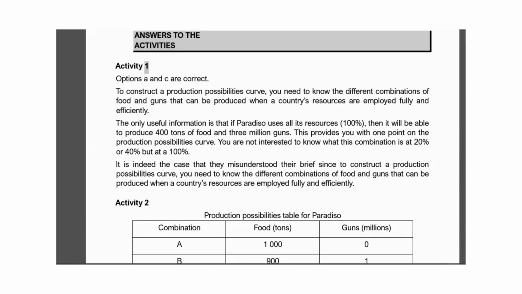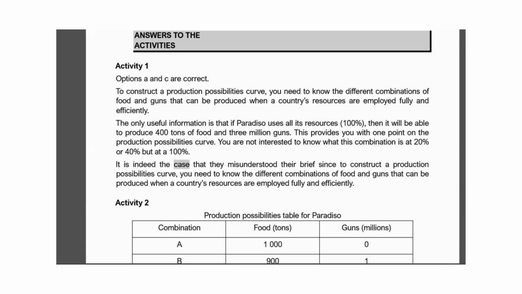Activity 1. Options A and C are correct. To construct a production possibilities curve, you need to know the different combinations of food and goods that can be produced when a country's resources are employed fully and efficiently. The only useful information is that if Paradiso uses all its resources, 100%, then it will be able to produce 400 tons of food and 3 million guns. This provides you with 1 point on the production possibilities curve. You are not interested to know what this combination is at 20% or 40% but at 100%.